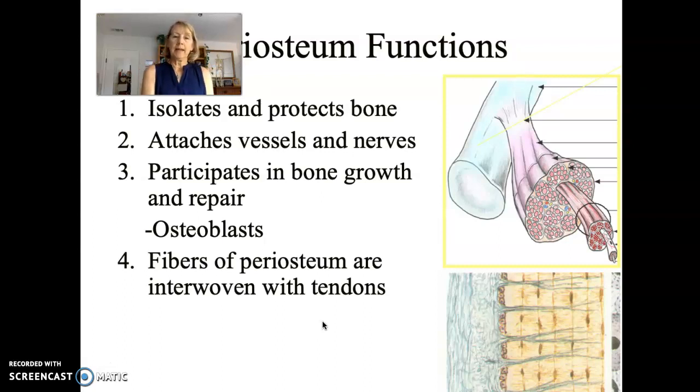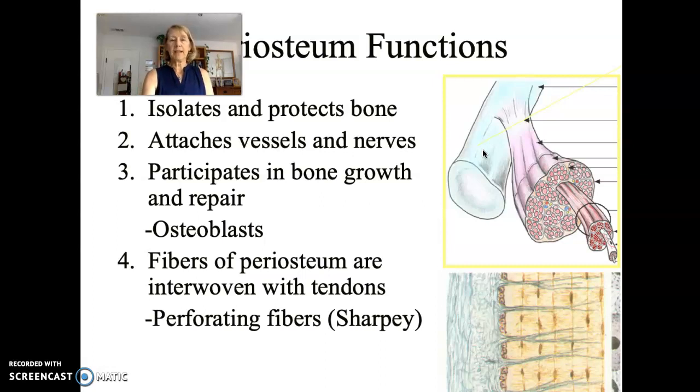The fibers of the periosteum are actually interwoven with the tendons. So this would be a tendon, and the periosteum is on the surface, and it'll branch out into the tendon. So it's a huge anchor. Because just imagine this muscle here attaching onto bone, and you don't want it to just snap off, right? So it's feeding through this periosteum that's strongly attached onto the bone underneath. Those attachments are called perforating fibers or Sharpey's fibers.